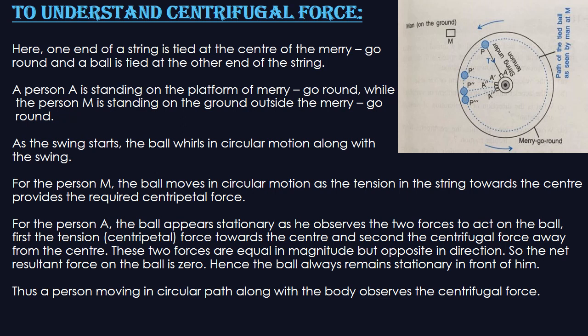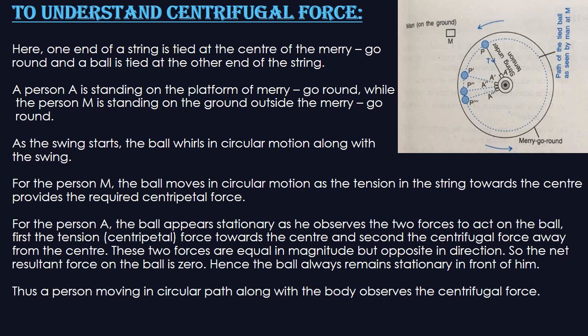So for example here, when the ball is at P, the person is at position A. When the ball is at P dash, the person is at position A dash. So continuously he will be observing that the ball is always in front of him at some distance, and that distance is equal to the length of the string.